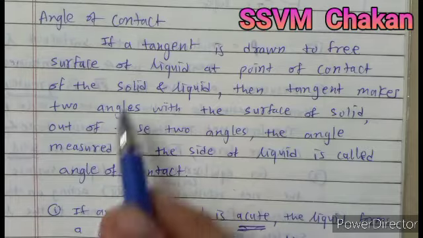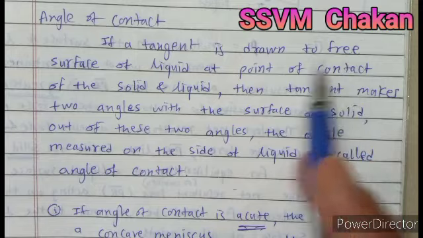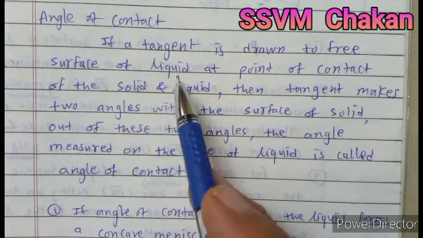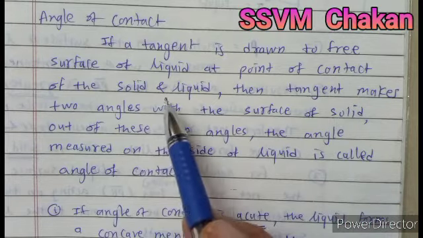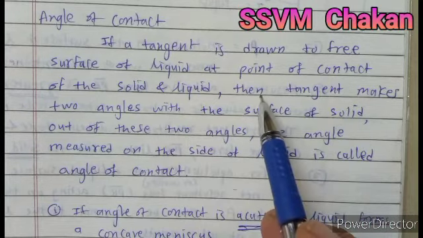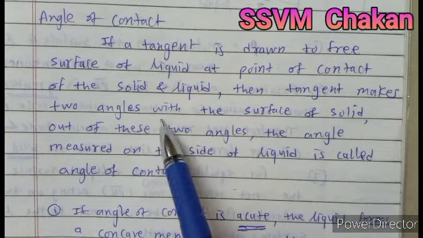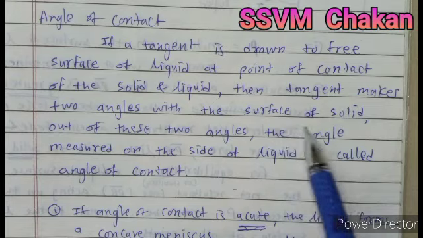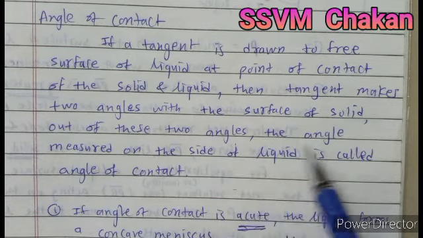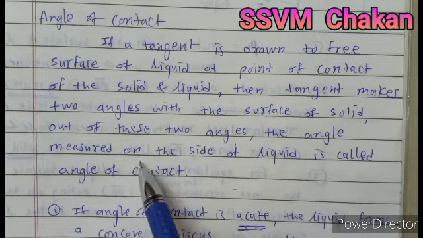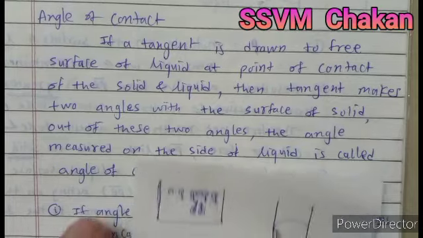Angle of contact. If a tangent is drawn to the free surface of a liquid at the point of contact of a solid and a liquid, then the tangent makes two angles with the surface of the solid. Out of these two angles, the angle measured on the side of the liquid is called the angle of contact.